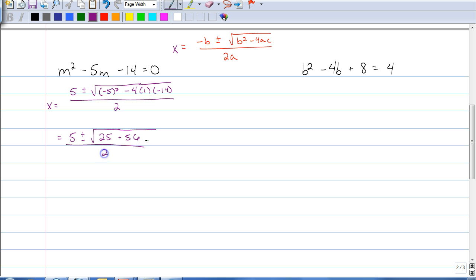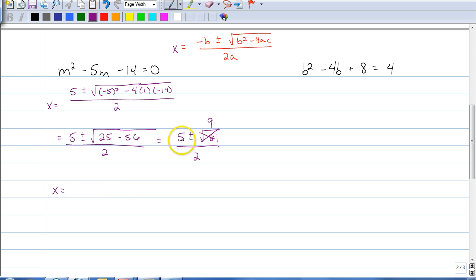And all that is going to be divided by 2. Now I can add those together. 25 plus 56 is going to be 81, all divided by 2. And I know that the square root of 81 is 9. So I'm going to write this now as two different answers.